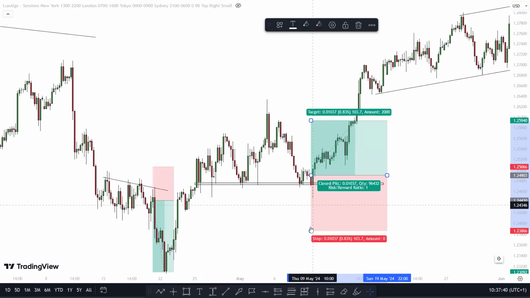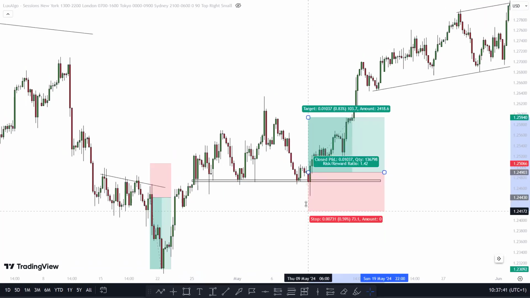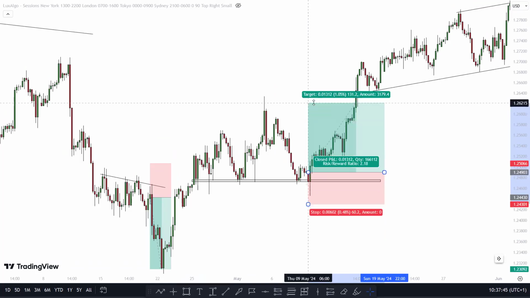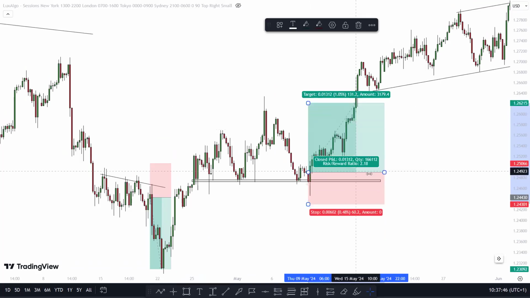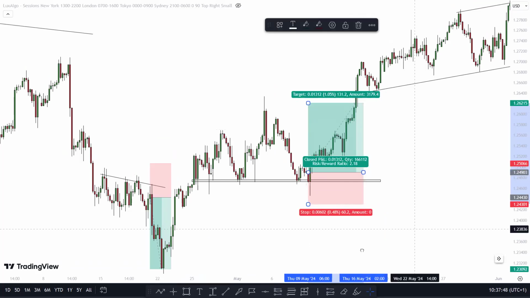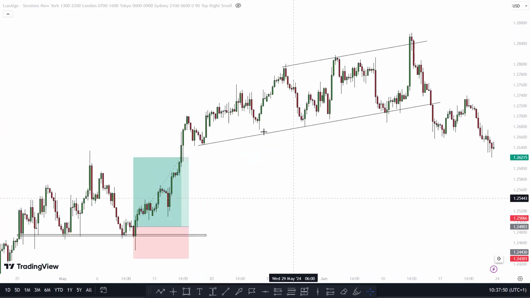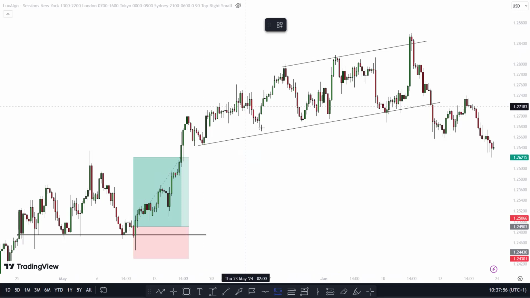Stop loss will be below. The take profit will be above, 1 to 2. That's a winning trade. All right, you see an opportunity here. Take a trade right there. You see push up, push down, push up, push down. Take a trade right there.